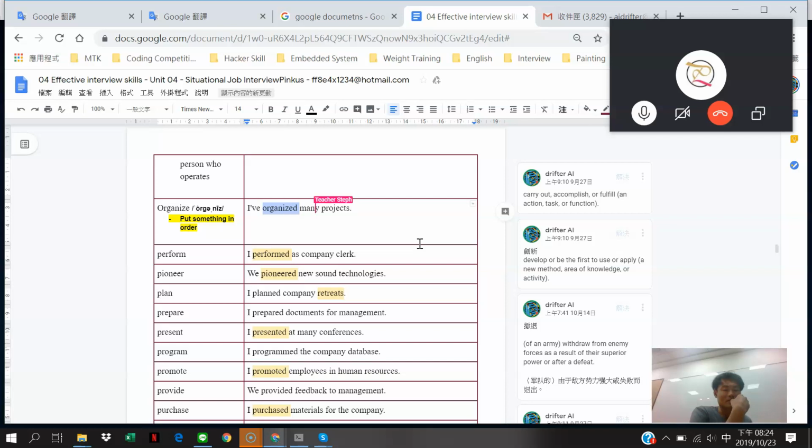So anyway, that's for the word organize. Thanks for sharing about it. Let's have the next word this time, okay? The next word we have is perform.